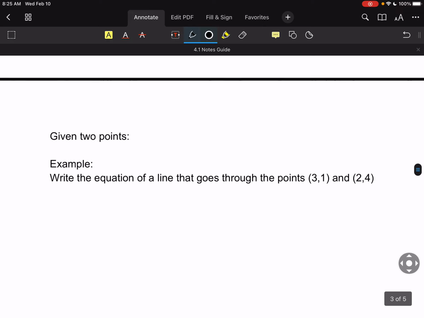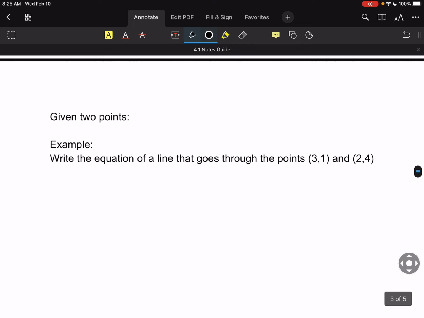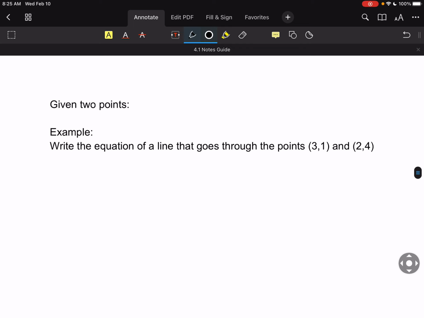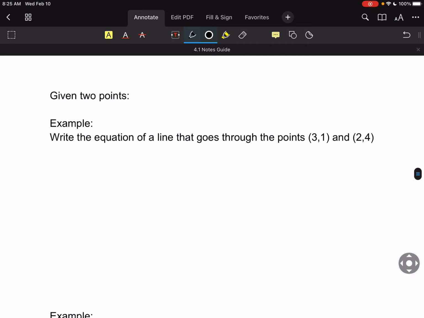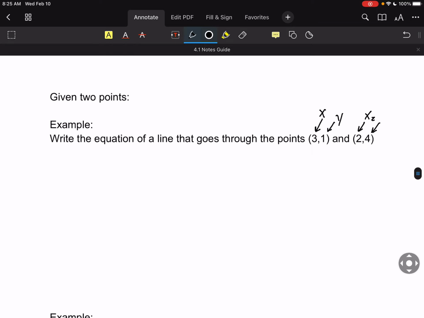All right, so in some situations, that's what we're going to get. We're going to get a point and we're going to get the slope. But what happens if I'm just given 2 points and asked to write the equation? So again, I don't have a y-intercept here, but I do have an x value and I have a second x value. I have a y value and I have a second y value.